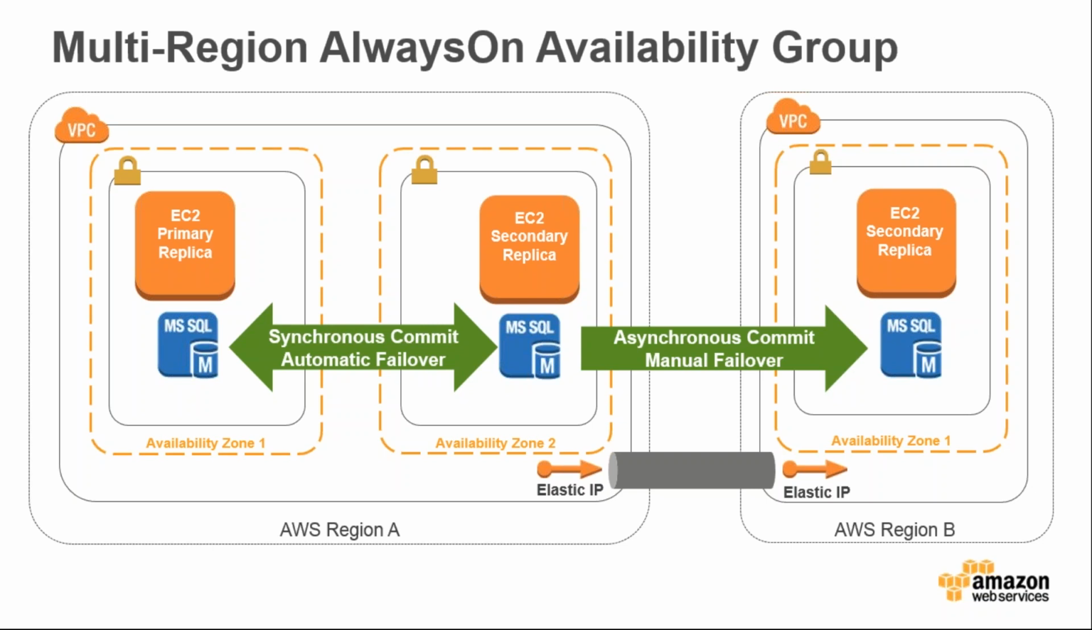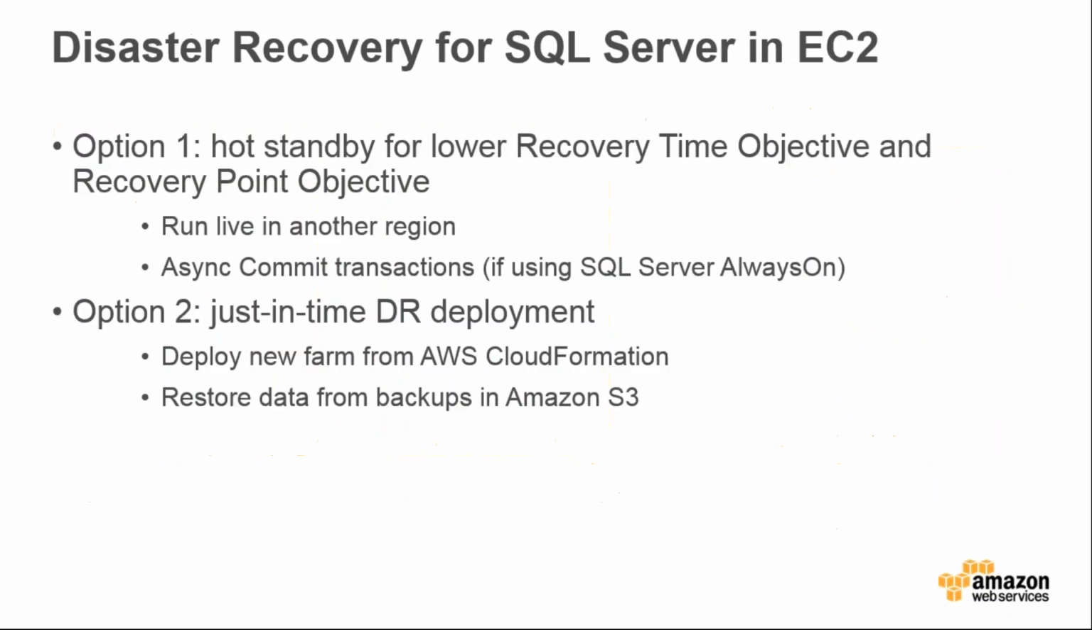Down at the bottom, between region A and region B, we have a virtual private network between the two of them with an elastic IP address provided by AWS. So you can have a VPN between these two regions, and you can be doing the asynchronous commit over that, but you are going to have slightly higher latency. So that's an option if you really want to have extra redundancy.